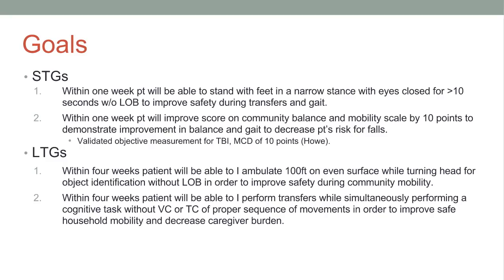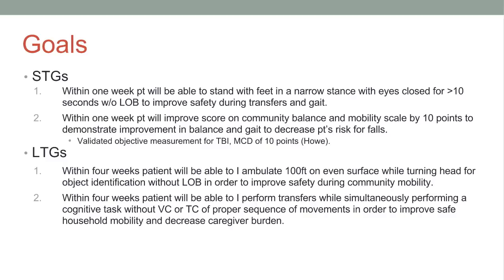The short-term goals we made for this patient are: within 1 week, patient will be able to stand with feet in a narrow stance with his eyes closed for greater than 10 seconds without loss of balance to improve safety during transfers and gait. Another goal is within 1 week, patient will improve score on the Community Balance and Mobility Scale by 10 points to demonstrate improvement in balance and gait to decrease his risk for falls. And although we did not include the Community Balance and Mobility Scale in our initial evaluation, this is an aspect of our visit that we would have done differently because of the usefulness of this objective measurement with this specific type of patient population.